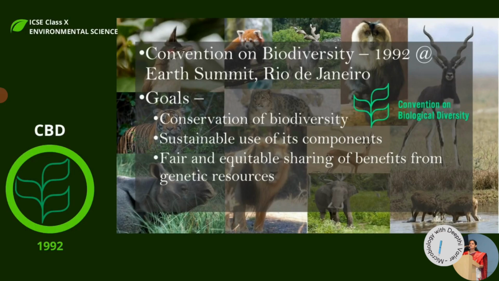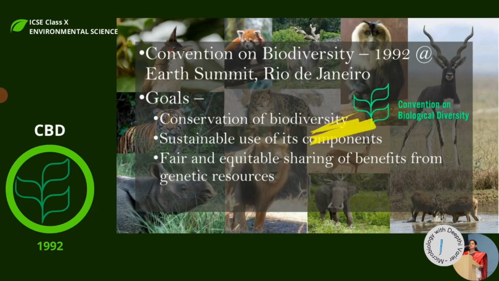The last one is the Convention on Biological Diversity. So the Convention on Biodiversity, also abbreviated as CBD, was signed in 1992. This is a real, massive convention that was signed by almost all the countries. This convention on biodiversity was opened for signature at the Earth Summit in Rio de Janeiro in 1992. There are three major objectives of this convention.